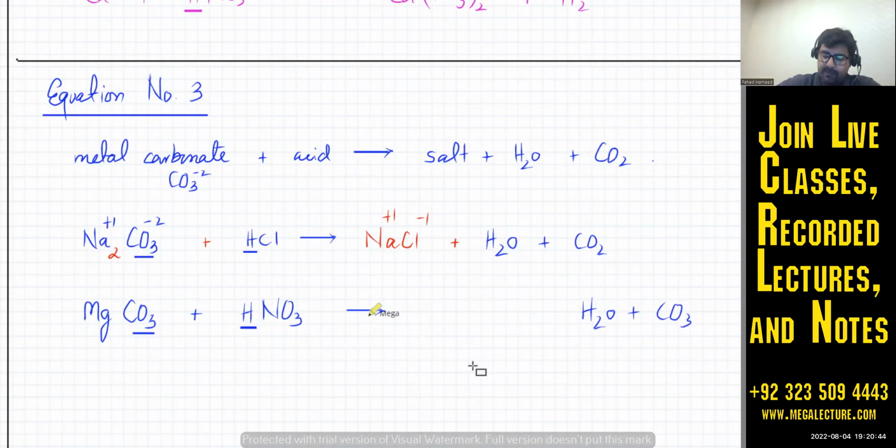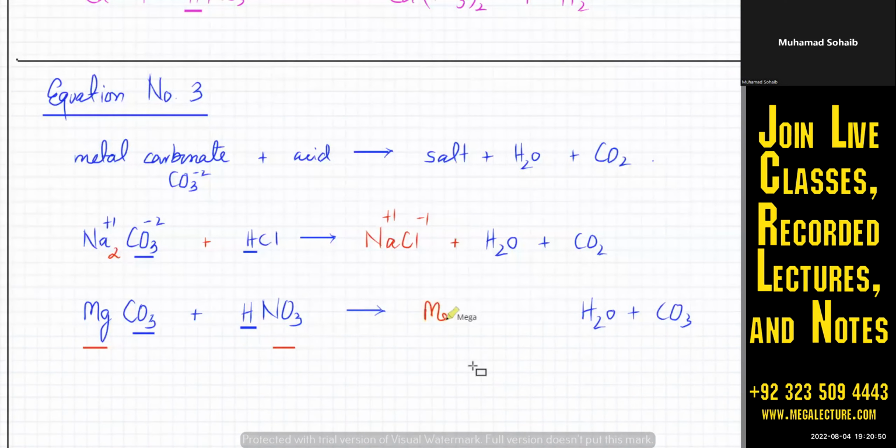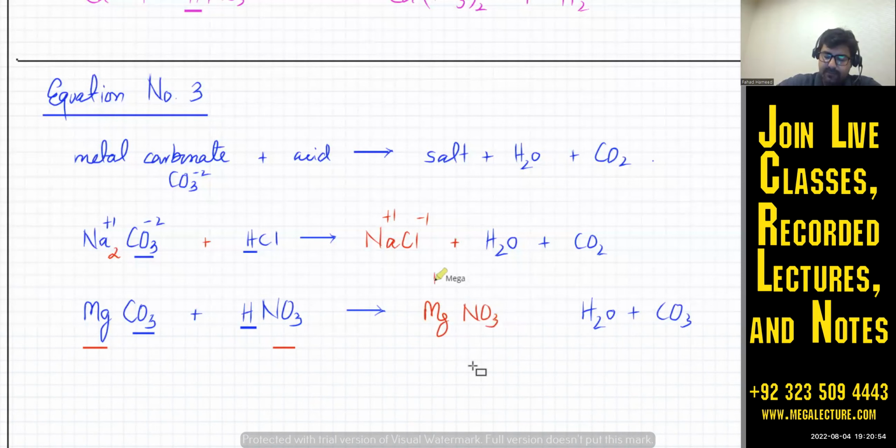Okay, so magnesium and NO3 are the things that are left, and that's your salt. So it's going to be Mg and NO3, but Mg is +2. Group 2, it's in group 2, and NO3 is -1. So it's going to be Mg and NO3 twice. Okay, because Mg is +2.